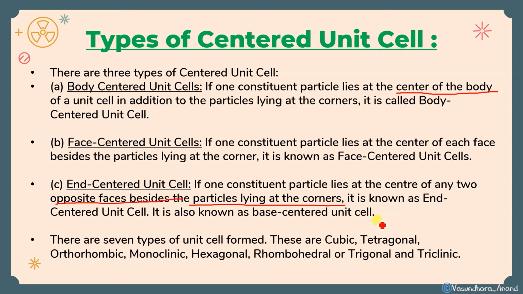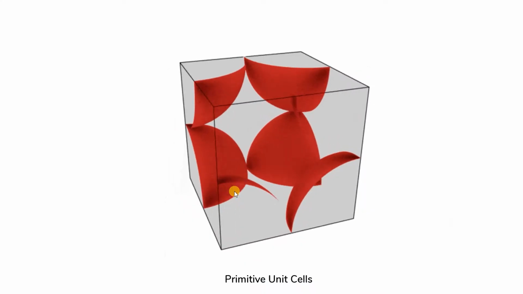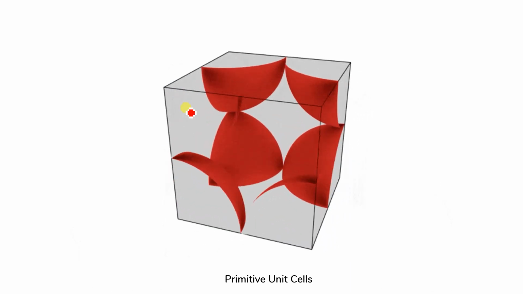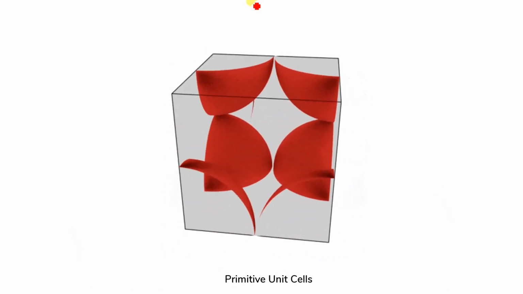Next thing, there are 7 types of unit cell formed: cubic, tetragonal, orthorhombic, monoclinic, hexagonal, rhombohedral or trigonal, and triclinic. Out of these, mainly we have to focus on cubic, and this is what you have to study. This is in our syllabus. Let me show you with this diagram. In this case it is moving, so I have to make it fixed. Then only let me show you the other one.